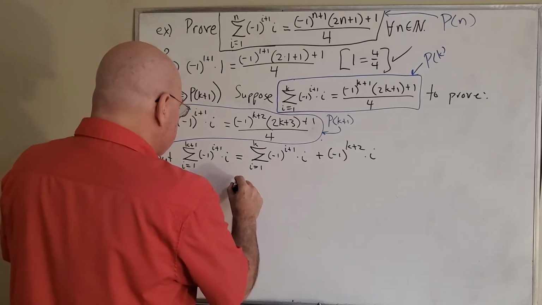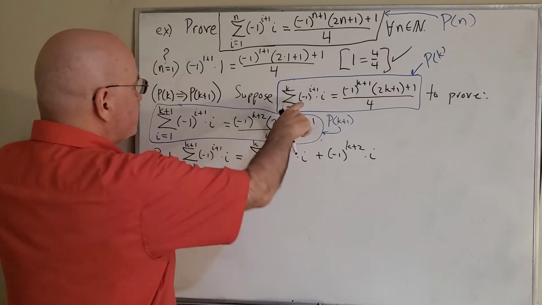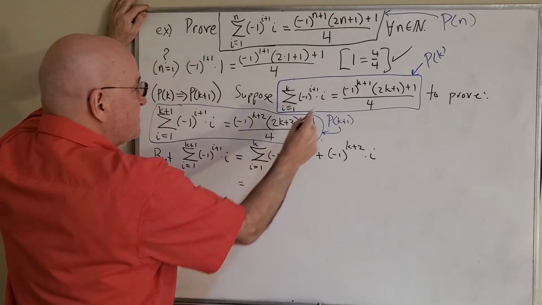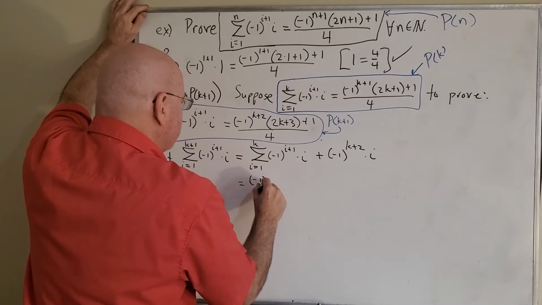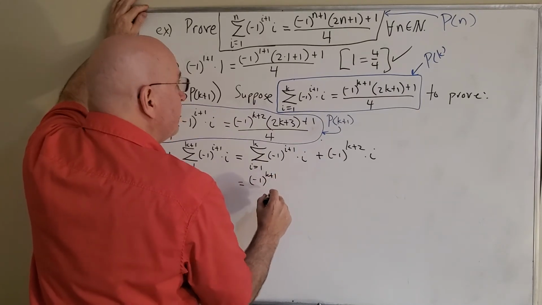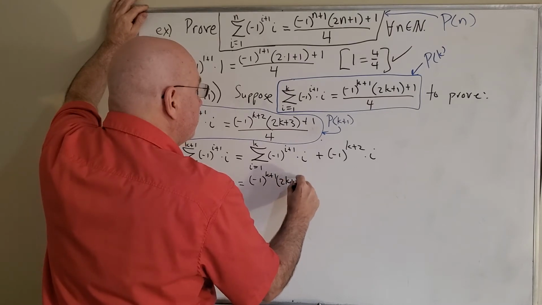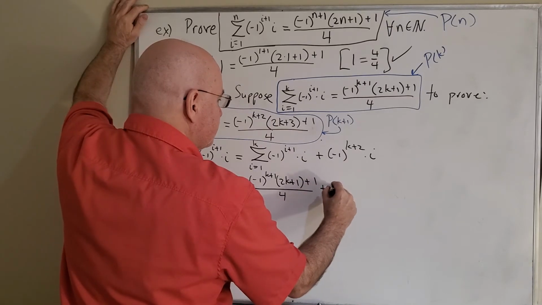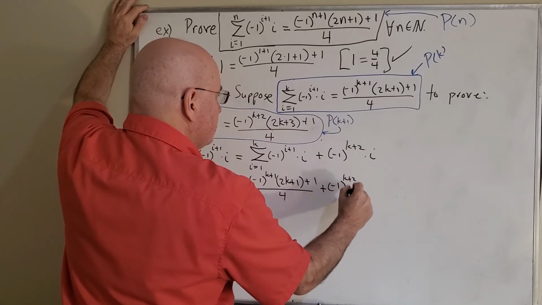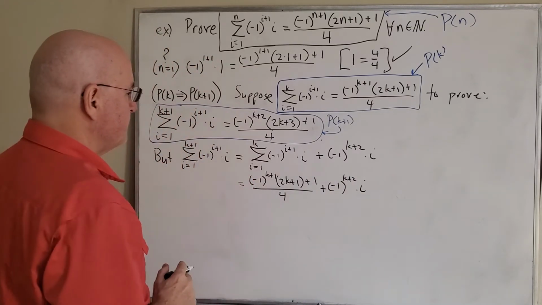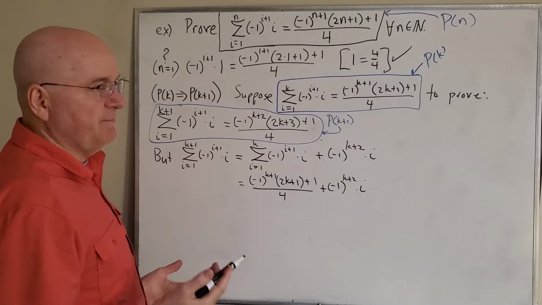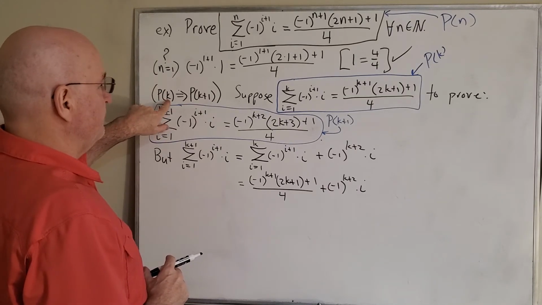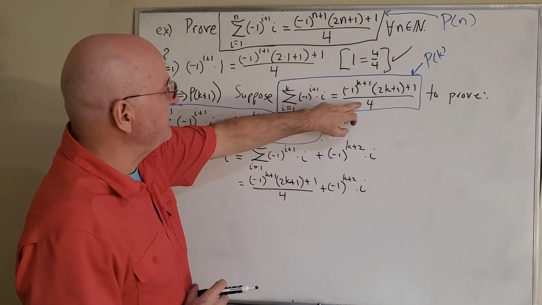And we know what this is here because we're assuming that this is equal to this. So I'm just going to rewrite it with that. Negative 1 to the k plus 1 times 2k plus 1 plus 1 all over 4. And then this term, plus negative 1 to the k plus 2 times I. That, going from here to here, is simply because of the inductive hypothesis, where we assume P(k) is true. This is equal to that.